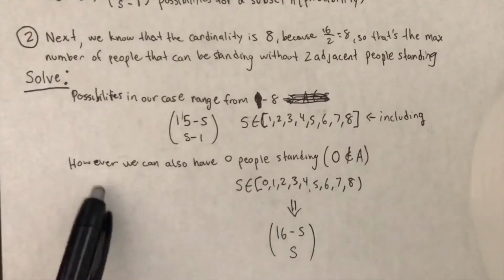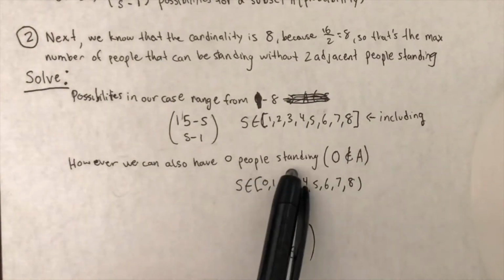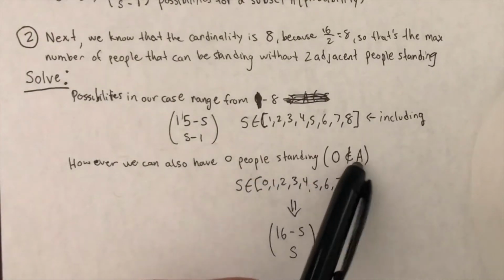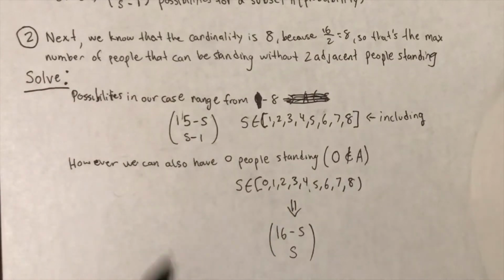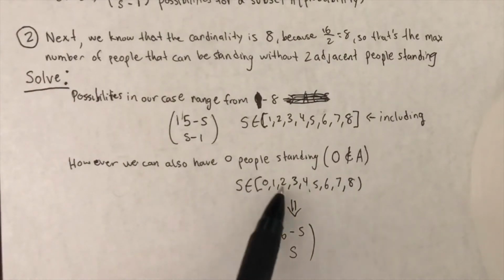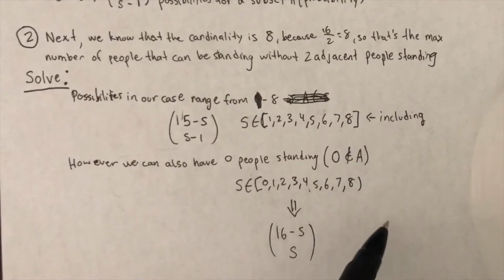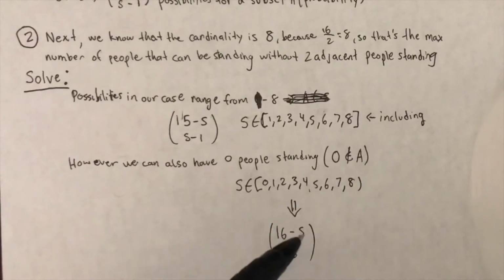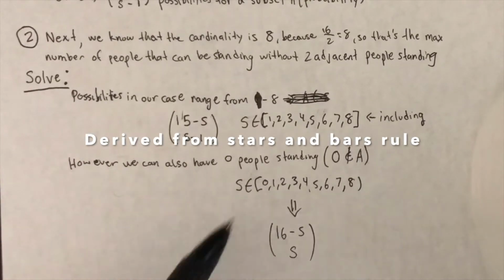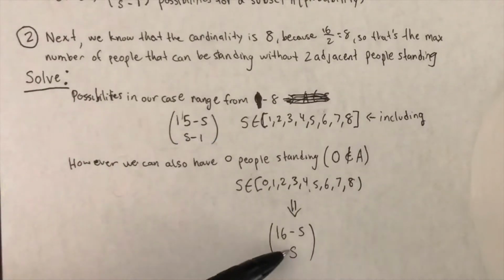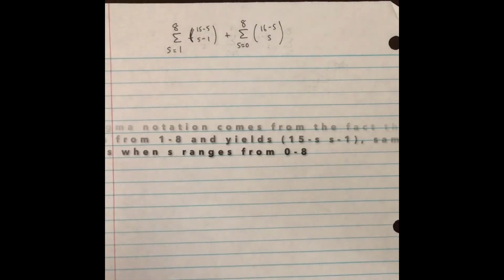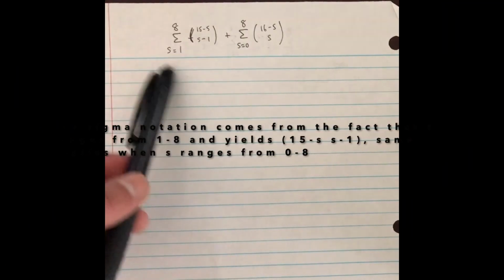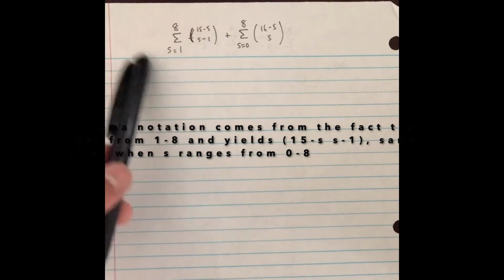And the second case is when we have 0 people standing. So 0 is not an element of A. So then that's when we have 0, 1, 2, 3, 4, 5, 6, 7, 8, all in the same set. So that yields 16 minus s and s. So again, this will be transformed into a factorial as well. And this is s because we have a 0. So let's start off by solving this, expanding this side of the equation to solve.